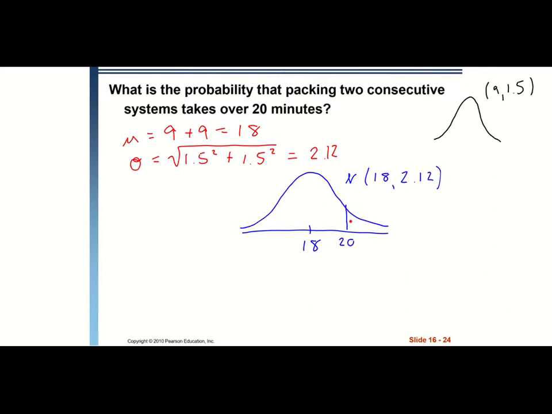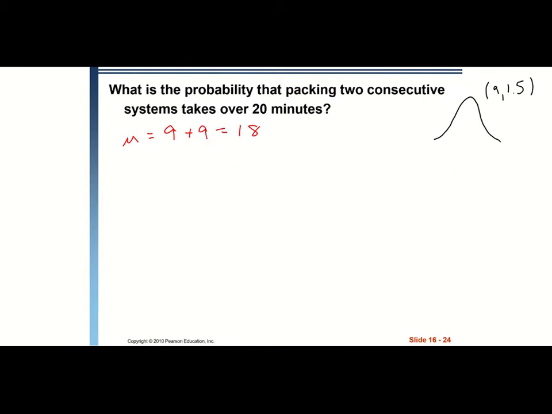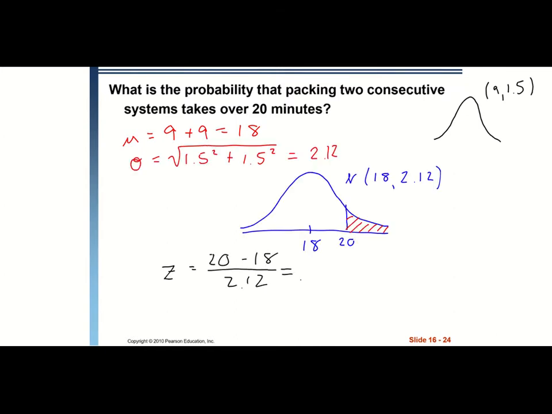Okay, so this goes back to Chapter 6 in Unit 1. We want to find the z-score and use normal CDF to find that probability. Remember, with z-scores, we always subtract the mean. So we have 20 minus 18 divided by that 2.12. That gives us a z-score of 0.9434.